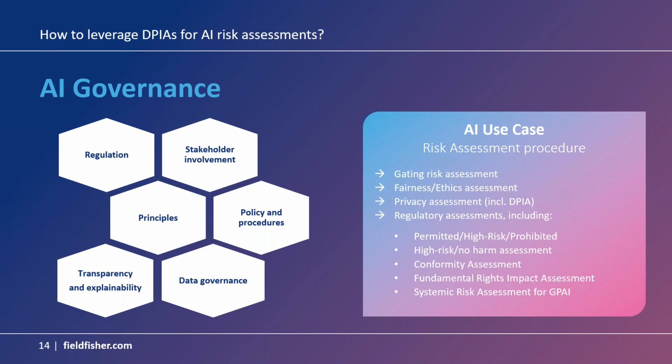So as you can see, we have provided a few examples here on the slides in relation to the risk assessments that you may be required to carry out under the EU AI Act, including, for example, conformity assessments for high-risk processing or fundamental rights impact assessments as well for high-risk processing.